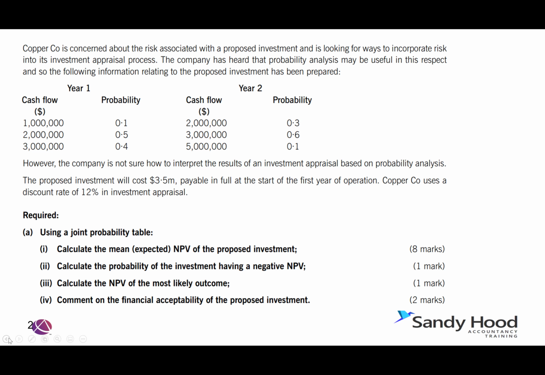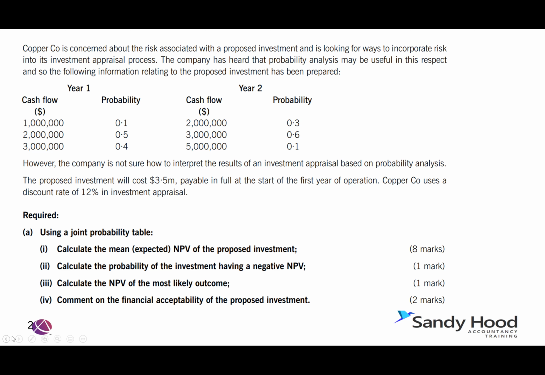Copper Co is concerned about the risks associated with a proposed investment and is looking at ways to incorporate risk into its investment appraisal process. The company has heard that probability analysis may be useful in this respect, and so the following information relating to the proposed investment has been prepared. Cash flow, probability in year 1: 3 different cash flows, 3 different probabilities. Cash flow, probability in year 2, 3 again. But if you were to combine these, you'd find that we've got 9 possible outcomes.